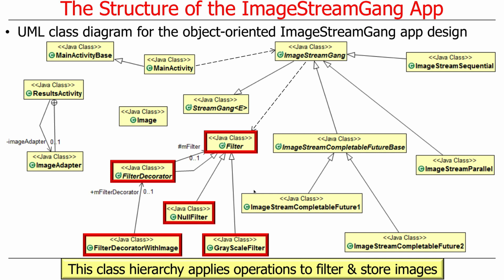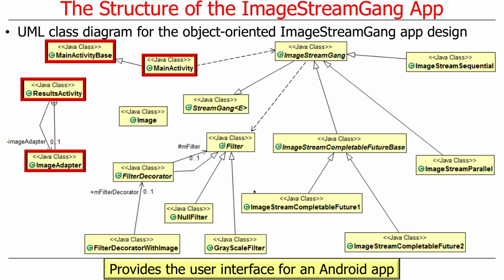And then we have this thing called a filter decorator, which is going to decorate the filter and also add the ability to store the images. So this is basically the decorator pattern. These things over here are the template method pattern. I should have pointed that out earlier. And then there's also a bunch of classes that are used for the user interface.